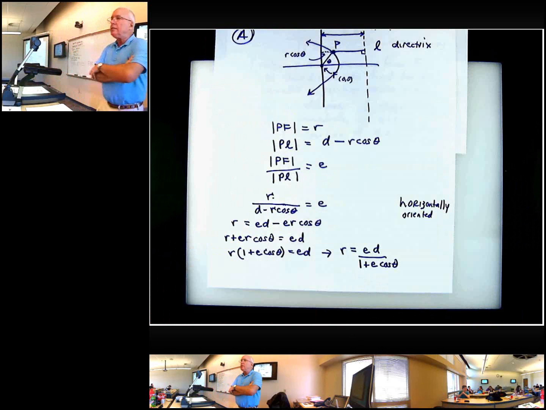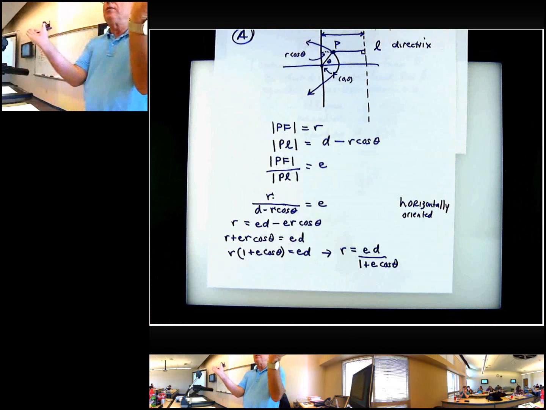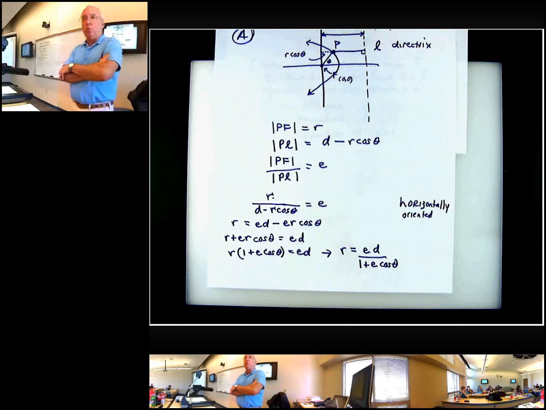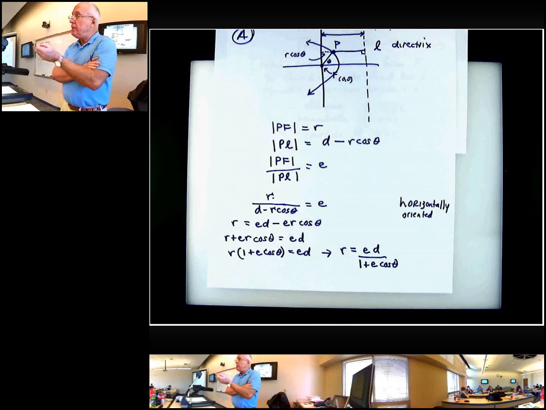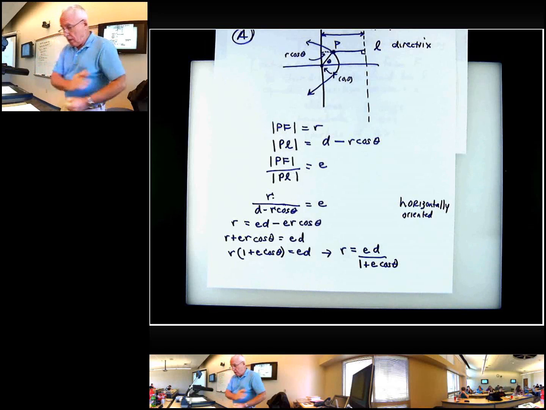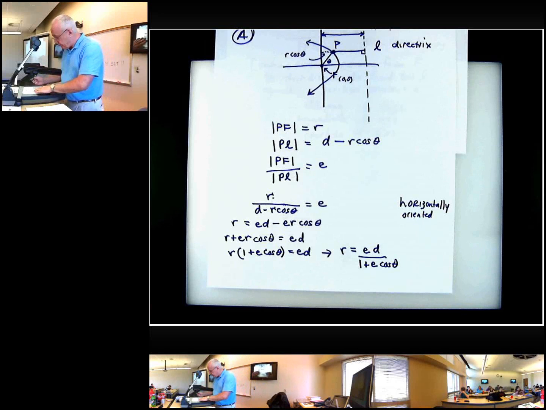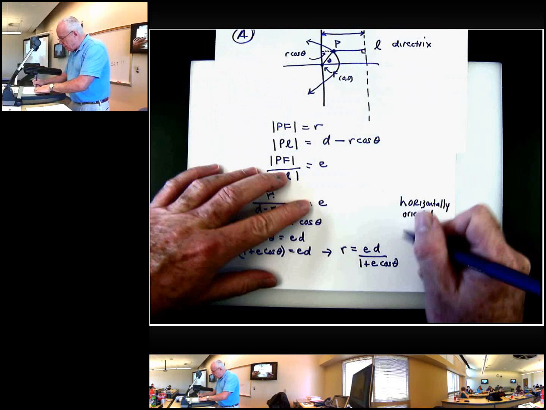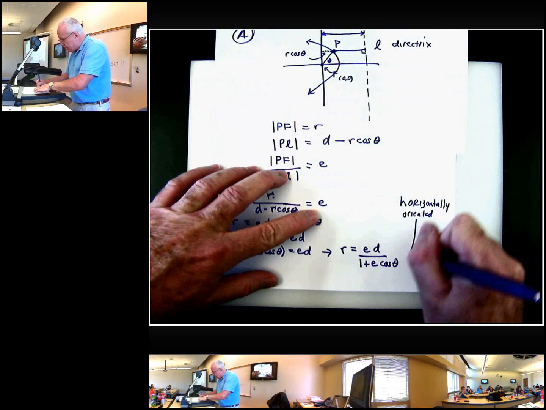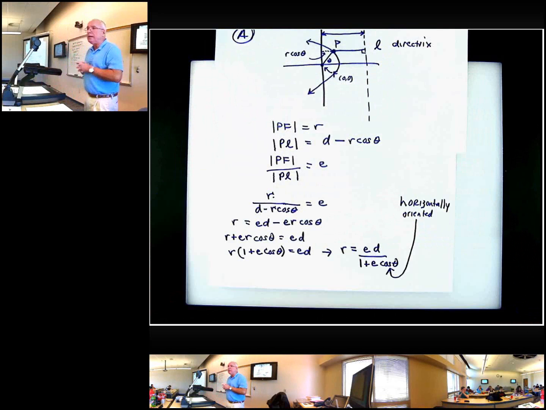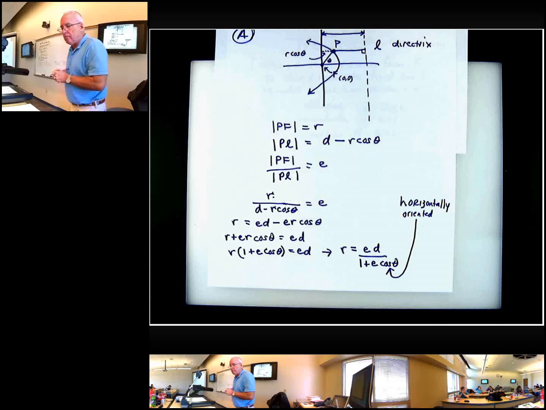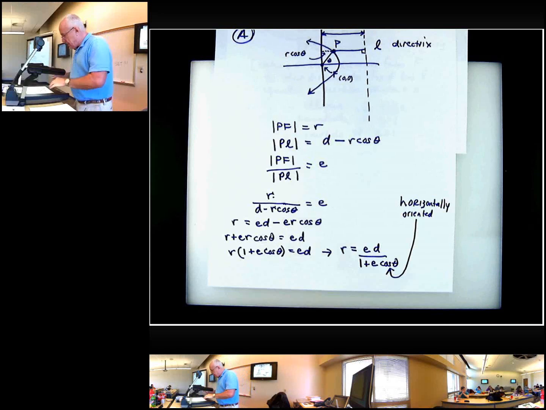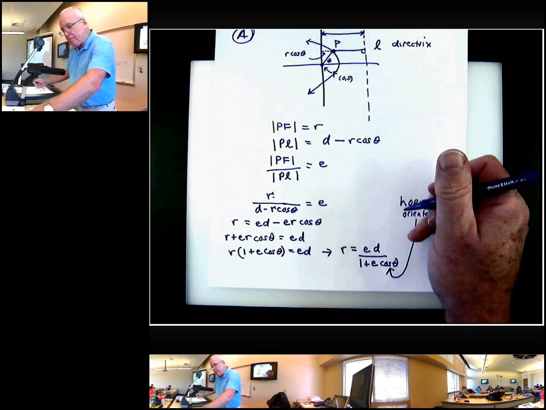So what we associate with going this way or this way is the x-coordinate, right? And in polar coordinates, what we associate with the x-coordinate is the cosine. So therefore, here in our formula, horizontally oriented, we have the cosine down there in the bottom.